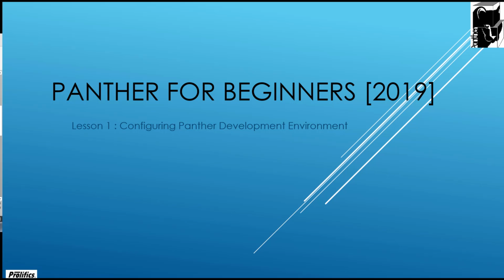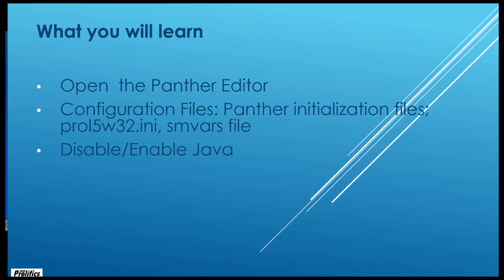Lesson number 1, opening the Panther development environment. These are the topics we'll be covering. We'll talk about how you would open up the Panther editor for a development environment. We will cover a couple of configuration files like the Prol5 w32.ini file, as well as your smvars file. And I'll also show you how you would enable or disable Java for use in your Panther environment.